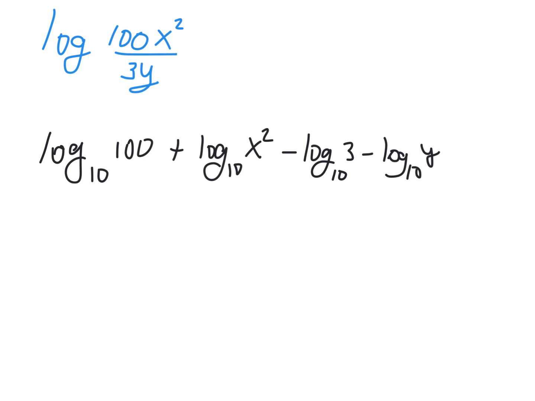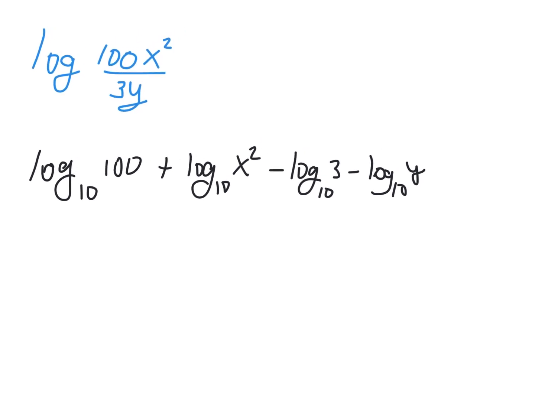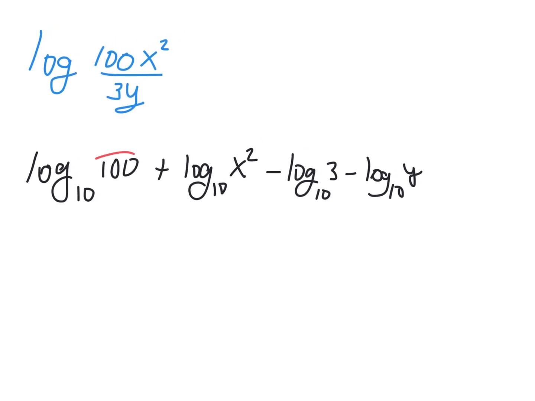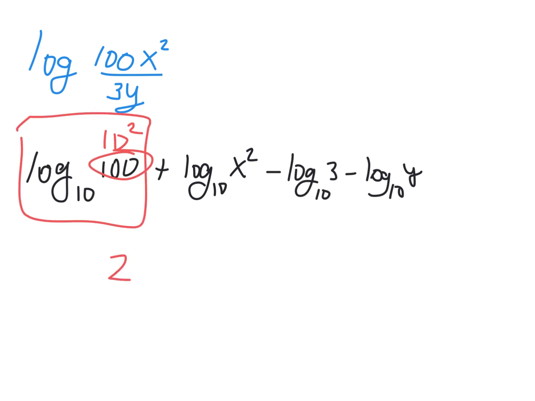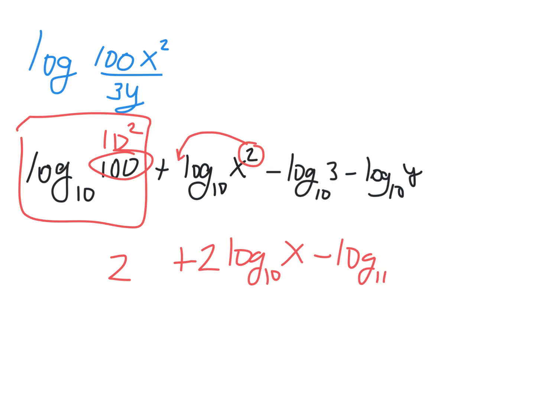Some kids will get this far. They understand it at about a C level. Some kids will remember that that is 10 squared, and therefore this whole thing is 2. They caught one of the curveballs. Some kids will remember to drop that into the front. 2 log base 10 of x minus log base 10 of 3.